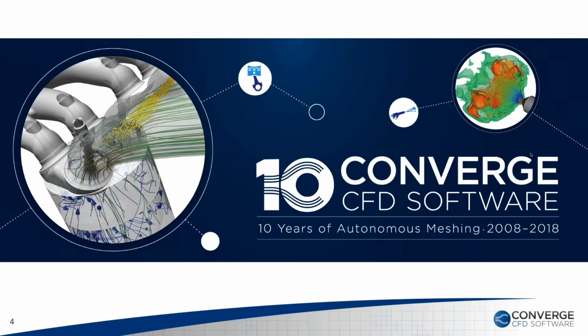I'd also like to add that this year marks the 10th year that Converge has been commercially available. At this point, approximately 95% of the U.S. engine makers use Converge, and 85% of engine makers in Europe and Japan use Converge. But as you saw on our previous slide, we do go beyond engines. We continue to improve our capabilities, and Converge 3.0 is coming soon. Just stay tuned.